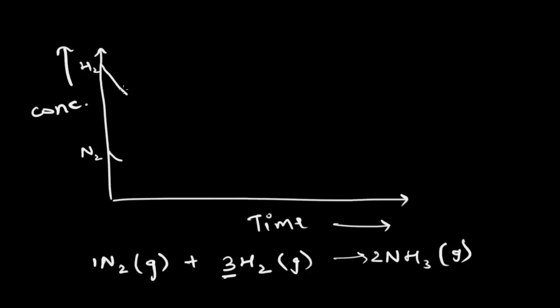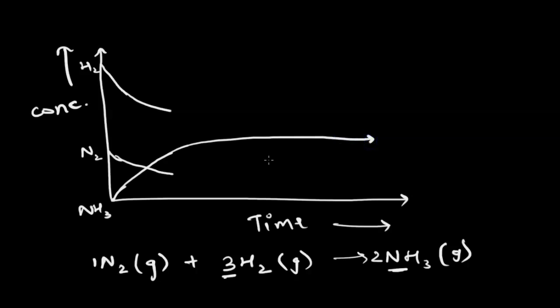Now we know when the reaction proceeds, the reactant concentration is going to decrease. Both hydrogen and nitrogen are reactants, so their concentration is going to decrease. And the product concentration, because initially we did not put in any ammonia, was 0. Ammonia starts at 0 and then starts increasing because hydrogen and nitrogen are forming ammonia. But at equilibrium, what happens? Ammonia concentration becomes stable, hydrogen concentration becomes stable, nitrogen concentration becomes stable. So hydrogen and nitrogen never come down to 0, and ammonia never goes up to infinity.